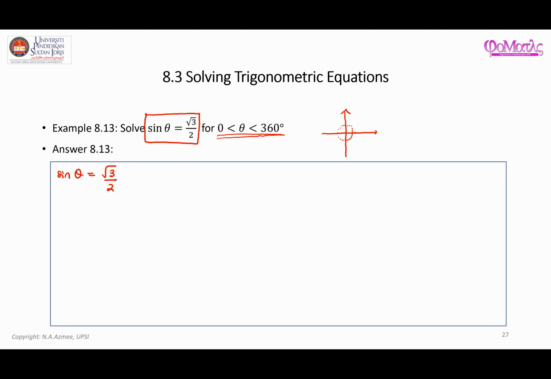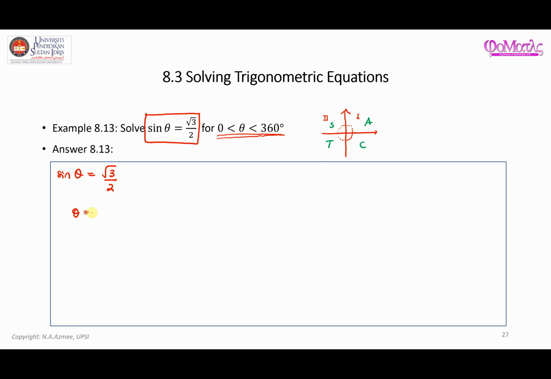Now if you look at this value, the value here is positive. The value of sine theta is positive, so we have the idea that theta is going to be either on the first quadrant or on the second quadrant. Now remember, add sugar to coffee. So sine is going to be positive on this second quadrant and first quadrant. Okay, so now let us find what's the value of theta.